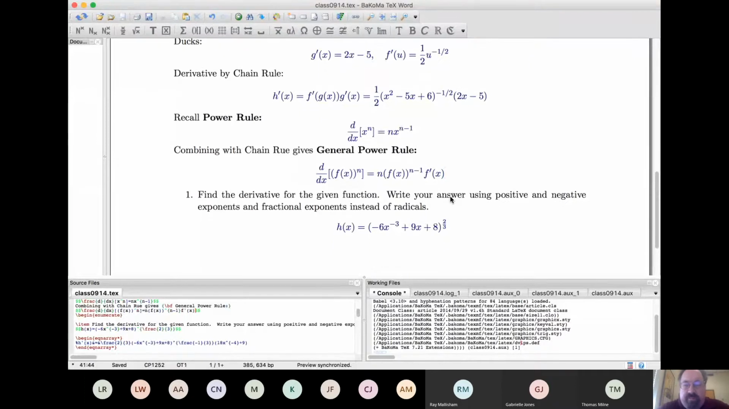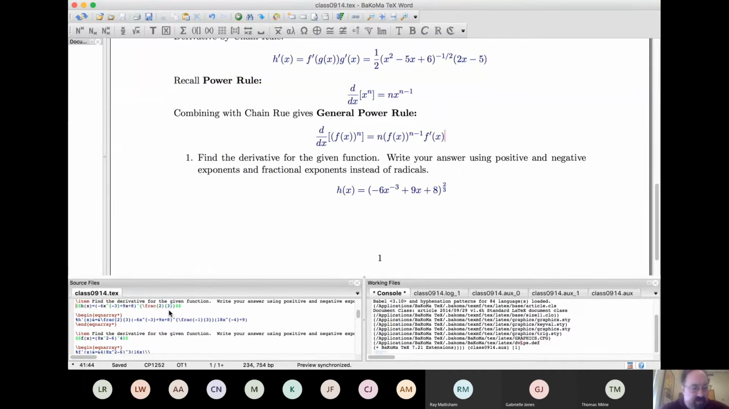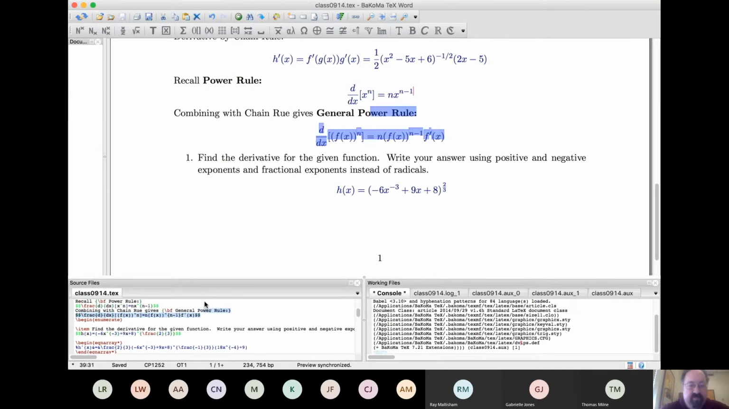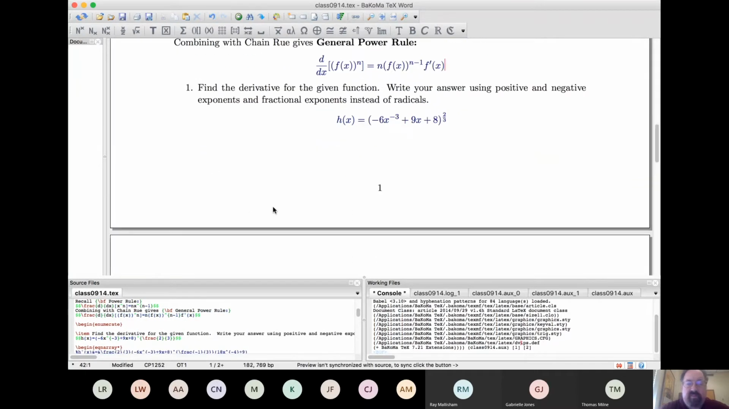So now we'll step through these problems and make use of the general power rule. I should mention that this lesson has several problems that are worded this way: find a derivative, write your answer using positive and negative exponents instead of radicals. The problem involved may not necessarily have a radical in it at all. In that case, you can just ignore that. They're just giving the same directions for every single problem, no matter what function is actually given.